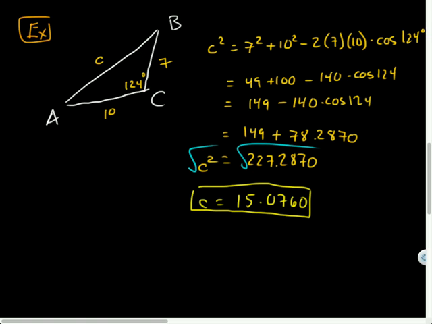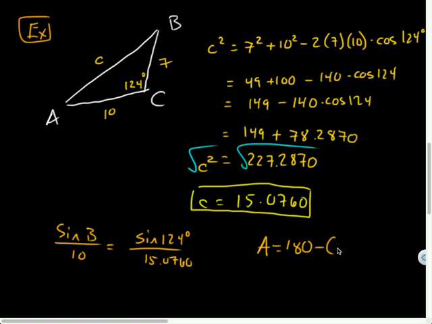Sine B. Sine of B over 10 would equal sine of 124 over 15.0760, now that I have that pair of C's. I'd solve that for B, and then I'd find angle A a moment later by doing 180 minus C plus B.